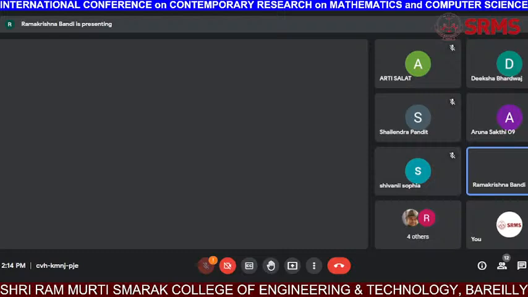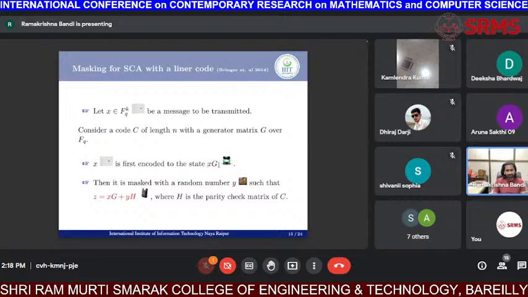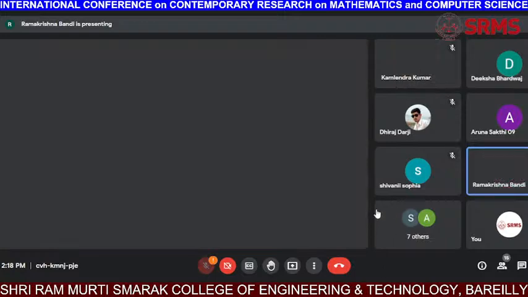Now the question is at the receiver side. The receiver Bob receives Z, not XG, because in the earlier case we were sending XG directly, so he would try to find out X from XG. But here, rather than sending XG, just to create confusion for the attacker, we are sending XG plus YH. Well, this might create a problem for Bob, because he should know how to extract X from this XG plus YH. So here, how is it computed?